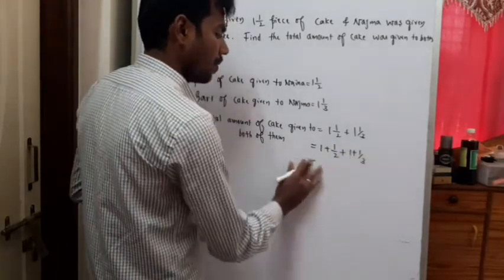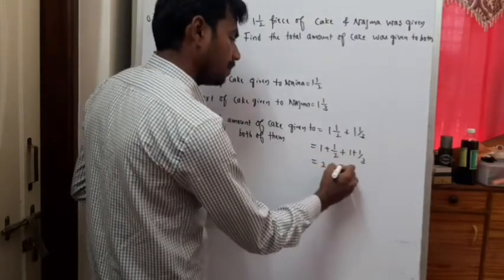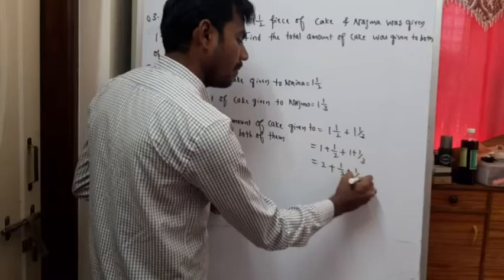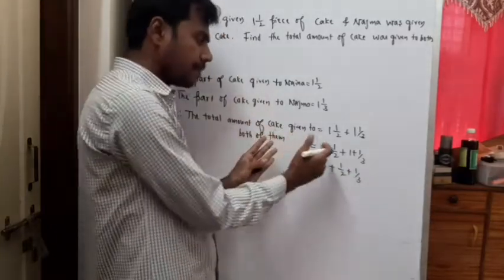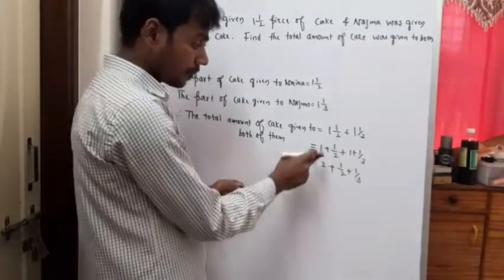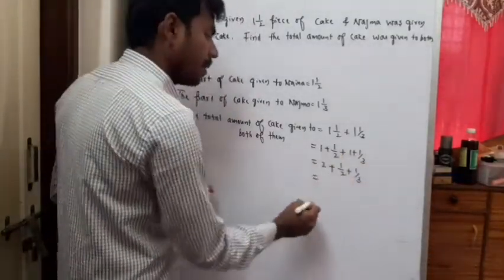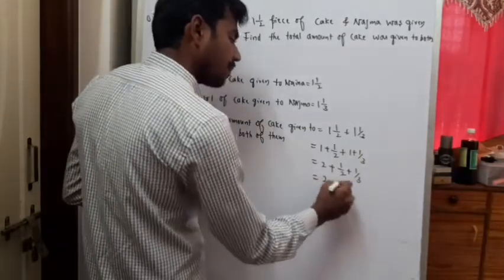So next, 1 plus 1, 2. 1 by 2 plus 1 by 3. What we did? We have separated the whole part and fraction part. So then we have added. Next, so 2 as it is.